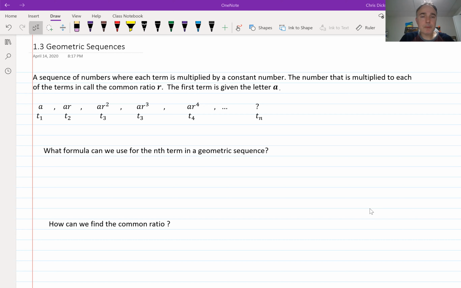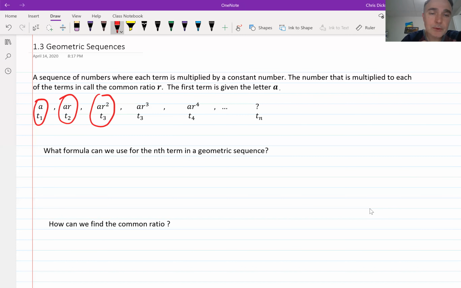This number that we multiply by is called the common ratio, given the letter R. And the first term is the letter A, just like it was in arithmetic sequences and arithmetic series too. So the pattern here: T1 is A, and then we multiply by R, so T2 is AR, and then T3 is AR squared. And then it keeps going on.